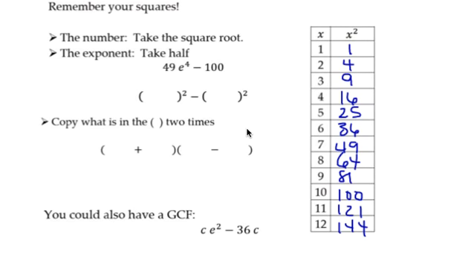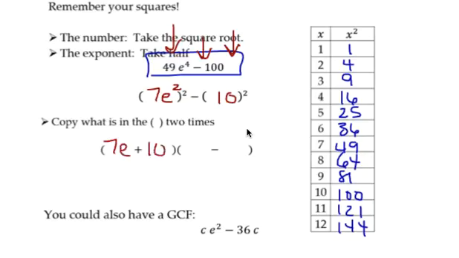All right, looking at the first example here, when we're doing difference of squares, that means we have a difference, which means a subtraction sign, of two things being squared. By the way, because there are two terms, this is called a binomial. So first of all, the square root of 49 would be 7, and then the square root of e to the fourth would be e squared. The square root of 100 is 10. So the way you set this up in your two parentheses is you're going to have 7e plus 10 times 7e minus 10.